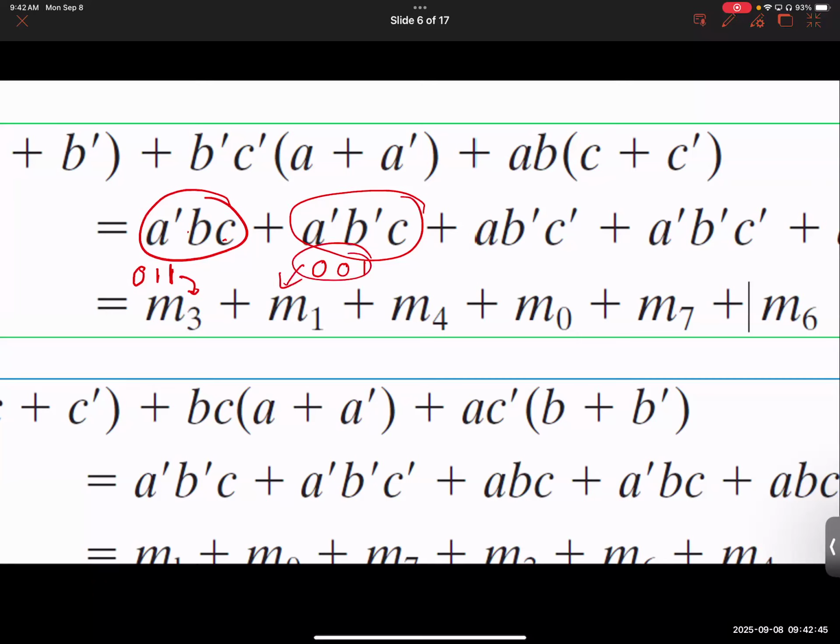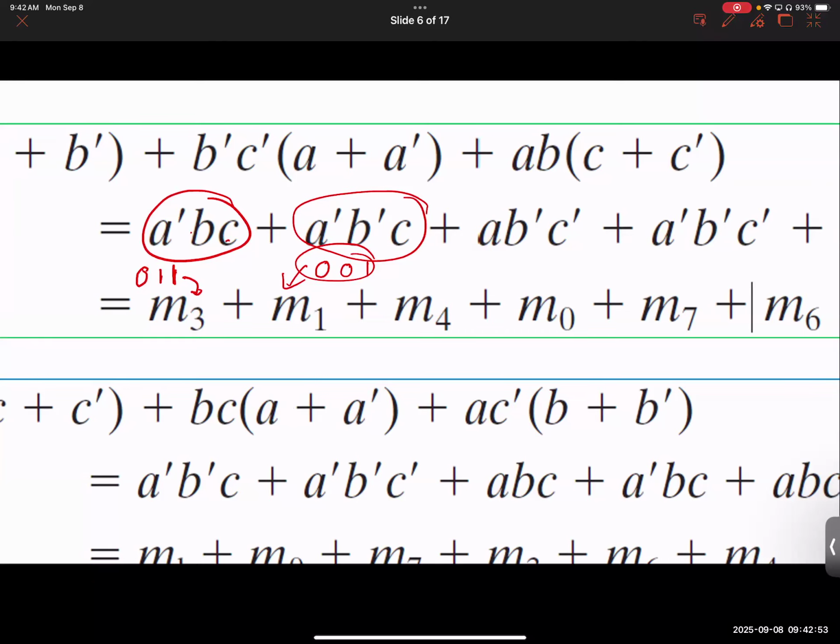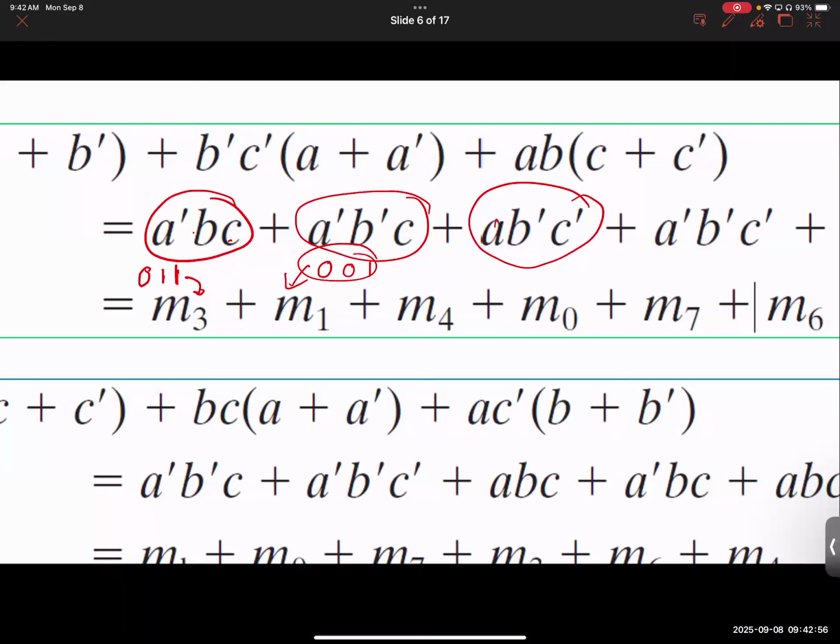Basically, when I multiply, I don't know which term is going to appear where, right? So you can always rearrange it later in increasing order. Okay, so this one, A should represent 1, B prime should represent 0, C prime should represent 0. So 1, 0, 0. So that's 4. Are you all with me so far?